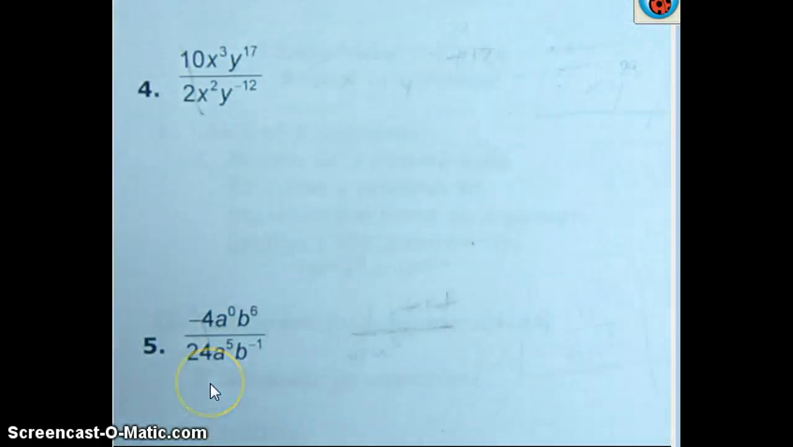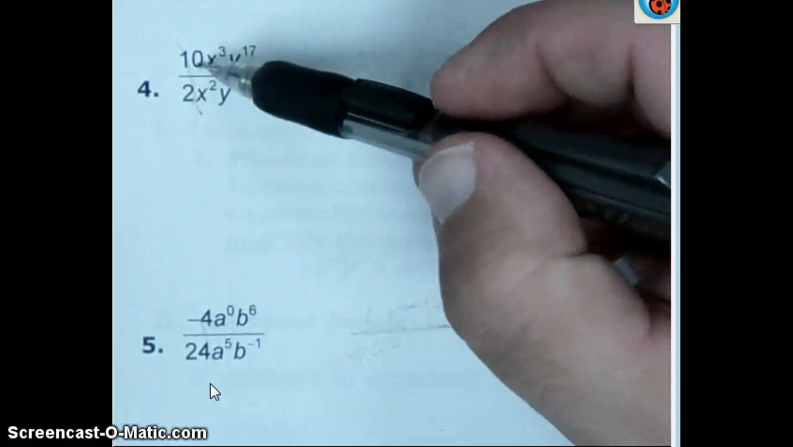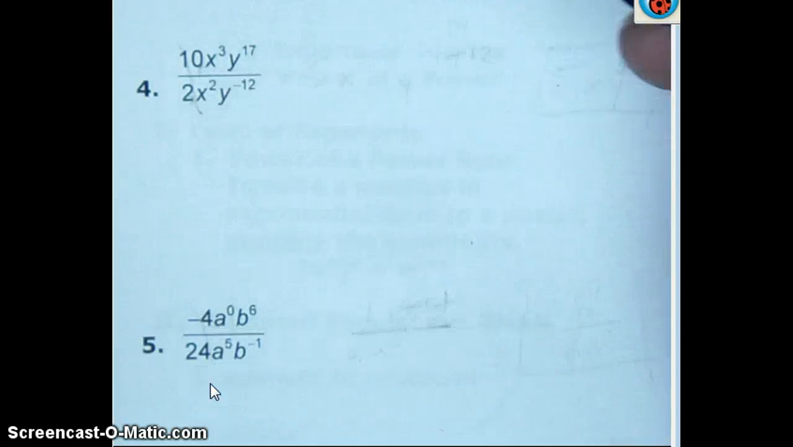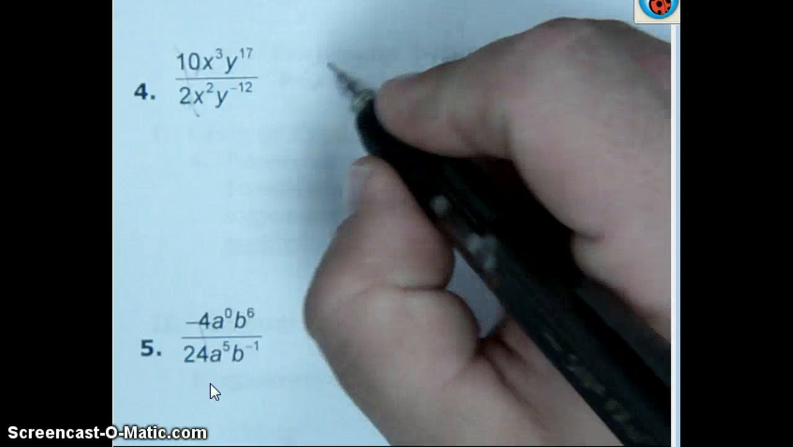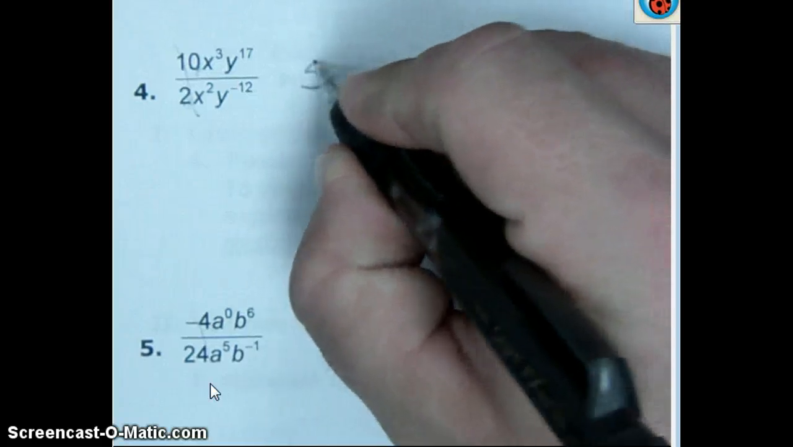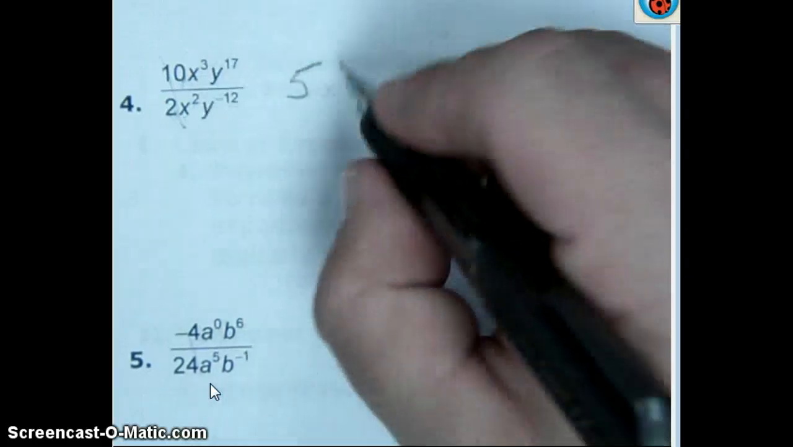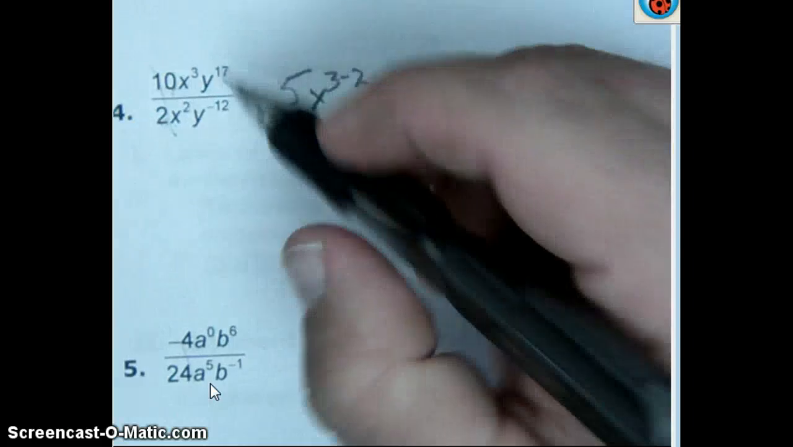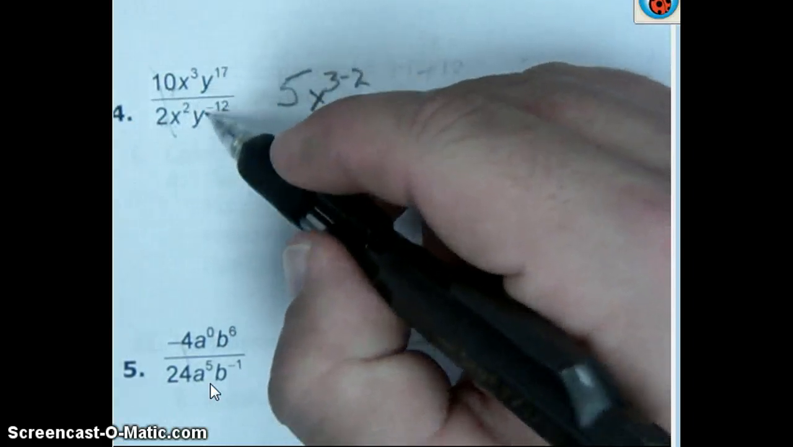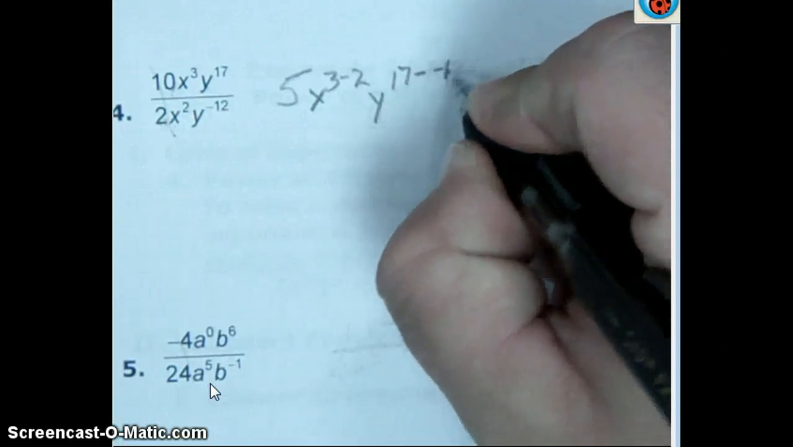Alright, example number 4 throws in some coefficients. Now remember, coefficients do not work under the laws of exponents because they're regular numbers. They're not the exponent numbers. So if you have 10 divided by 2, just work that out. 10 divided by 2 is going to be 5. Okay. X to the third over x squared is going to be x to the 3 minus 2. And then y to the 17 over y to the negative 12 is going to be y to the 17 minus a negative 12.